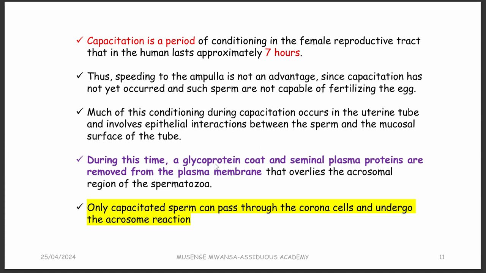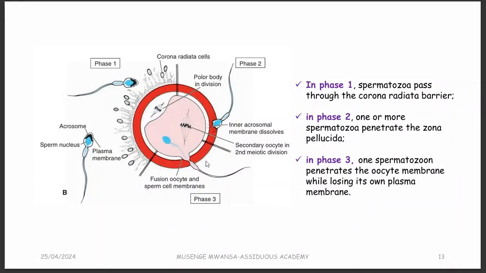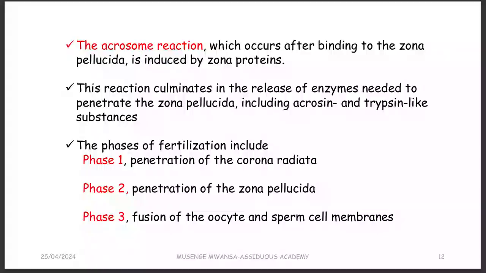So all these glycoproteins will cover it and they have to be removed. Only capacitated sperm can pass through the corona cells and undergo the acrosomal reaction. When you look at the egg, it has the corona radiata, the outermost cells which cover the egg. That layer has to be passed. Then it has the inner layer, which we call the zona pellucida. So two layers have to be passed, the corona radiata and the zona pellucida.